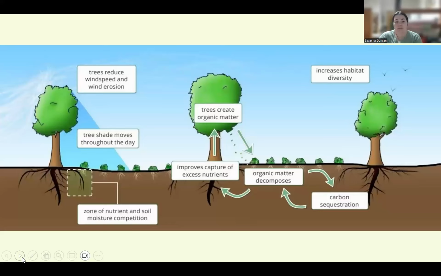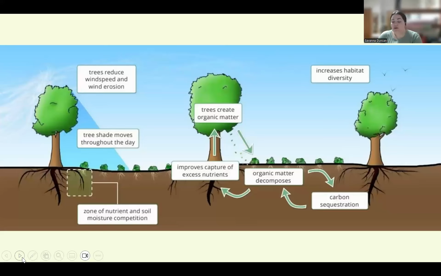You can also see here that they point out the zone of nutrients and soil moisture competition. Like I said, this is an area that's actively being researched, and currently the only solution that I have found that farmers are utilizing is root pruning.